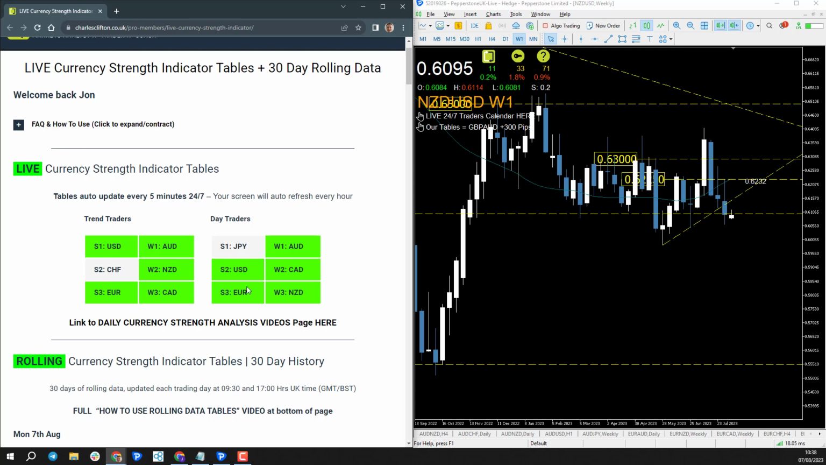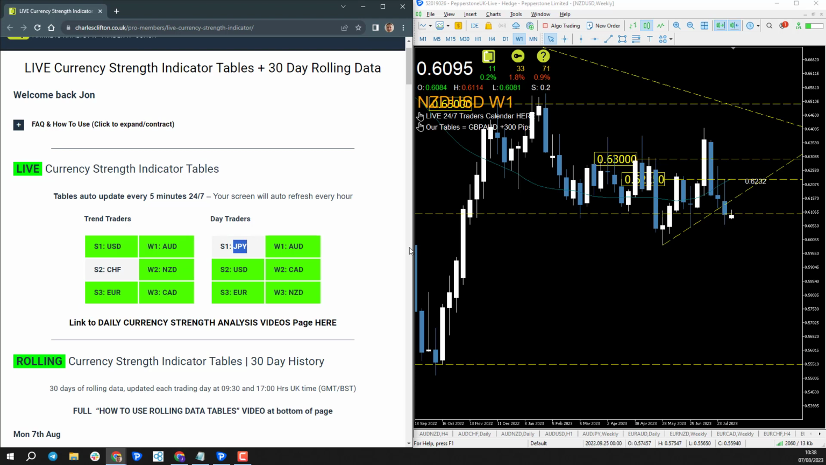Euro S3 on both. We have the Australian dollar as the weakest currency at the moment on both tables, followed by CAD on the day traders, which is W3, and then we've got Kiwi as W3 on our day traders, W2 on our trend traders. So what does that kind of signal to us? Well, it could still signal that there's a little bit of risk off in the markets, especially with yen being S1 on our day traders table.